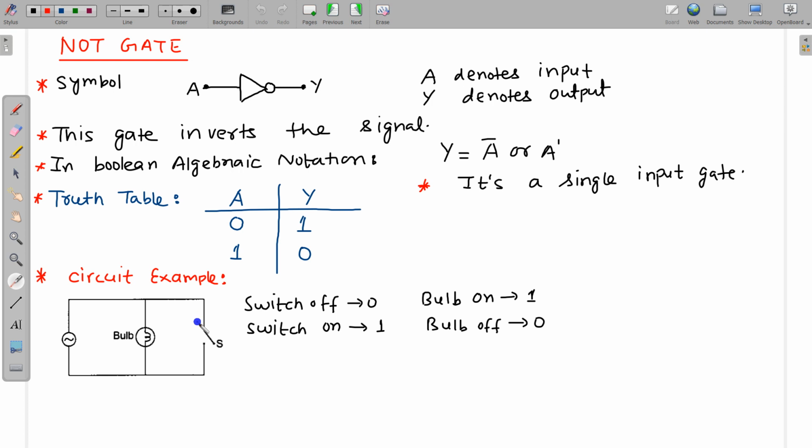From this example I am just illustrating the operations. This operation resembles the signal-inverting operation which is performed by the NOT gate. Normally gates are made up of semiconductor devices, diodes or transistors. So diodes and transistors are used to make logic gates. So this is just for illustration. This process also resembles the NOT gate operation.